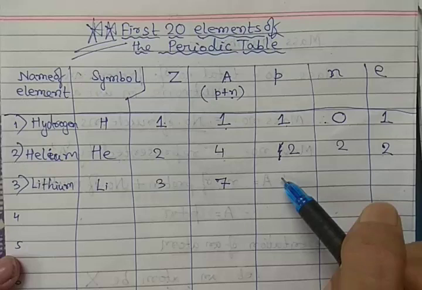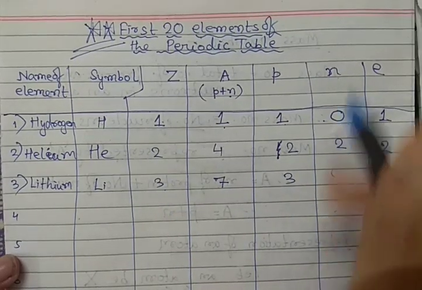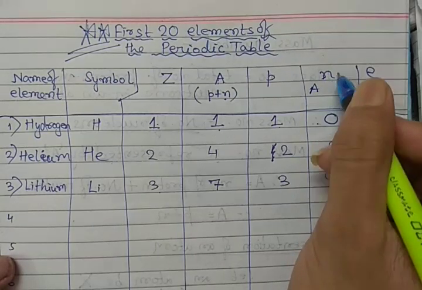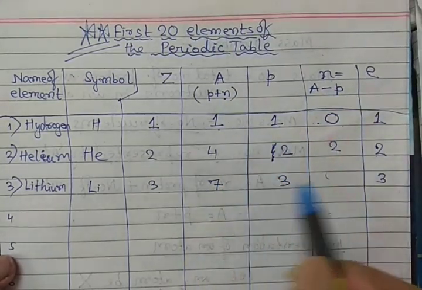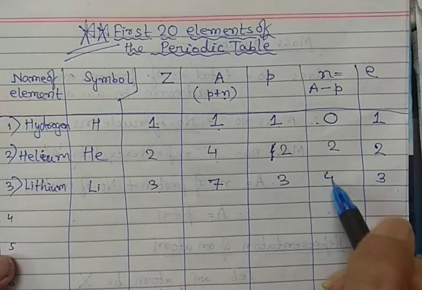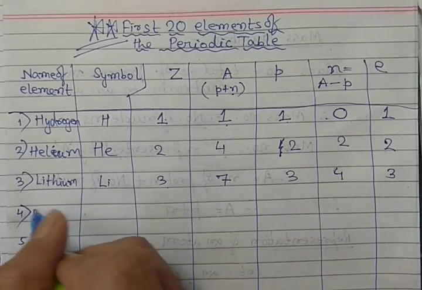Therefore, number of protons is 3. Number of electrons is also 3. What is the number of neutrons? Neutrons equals to A minus P. Okay, so mass number 7 minus 3, which is equal to 4. So let us move on to the next element. After lithium comes beryllium.